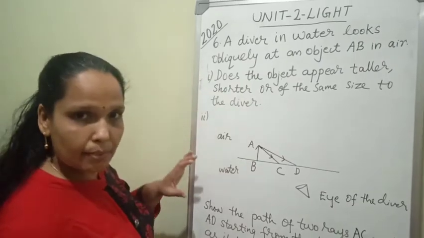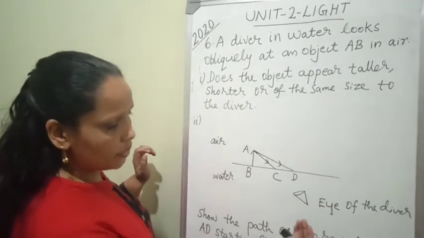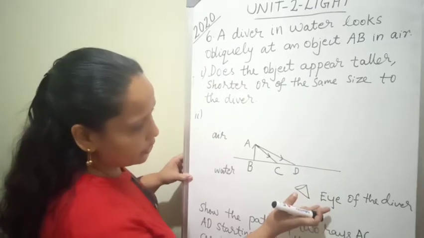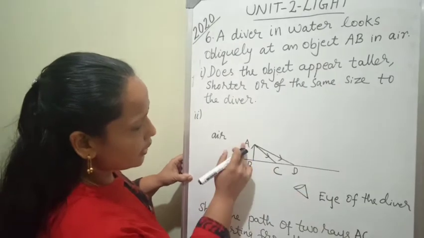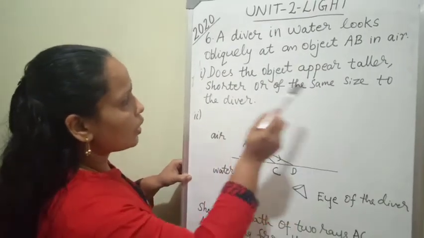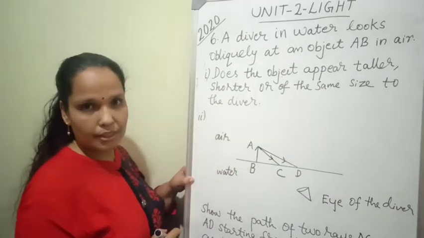So here the diagram also is given. AB is the object, the diver is here. This diagram is common for both. This is the eye of the diver. He is looking at this object. Does the object appear taller, shorter, or of the same size to the diver? That is the question here.